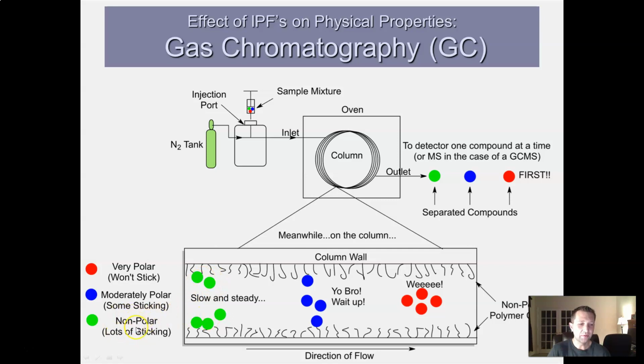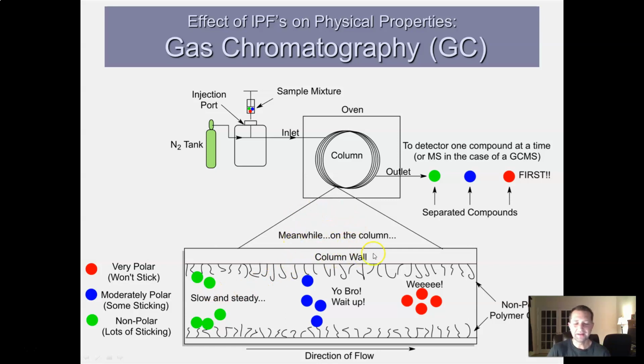Okay, very polar, okay, won't stick. All right, so they're actually going to go flying through. The nonpolar components, they get stuck to the column wall, right, because they're attracted to it. So they're going to go slower through that column.